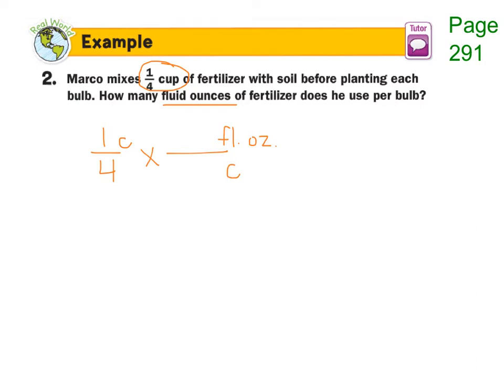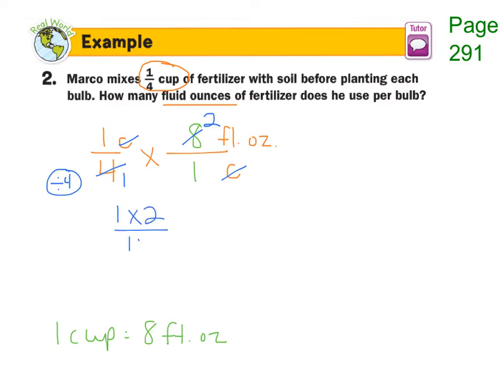So I know that 1 cup is equal to 8 fluid ounces. So the 1 goes on the bottom and the 8 goes on top. Then we can go ahead and simplify. The cups disappear. We can divide by 4, and we get 1 and 2. So 1 times 2 over 1 times 1 equals 2 over 1, which equals 2 fluid ounces.